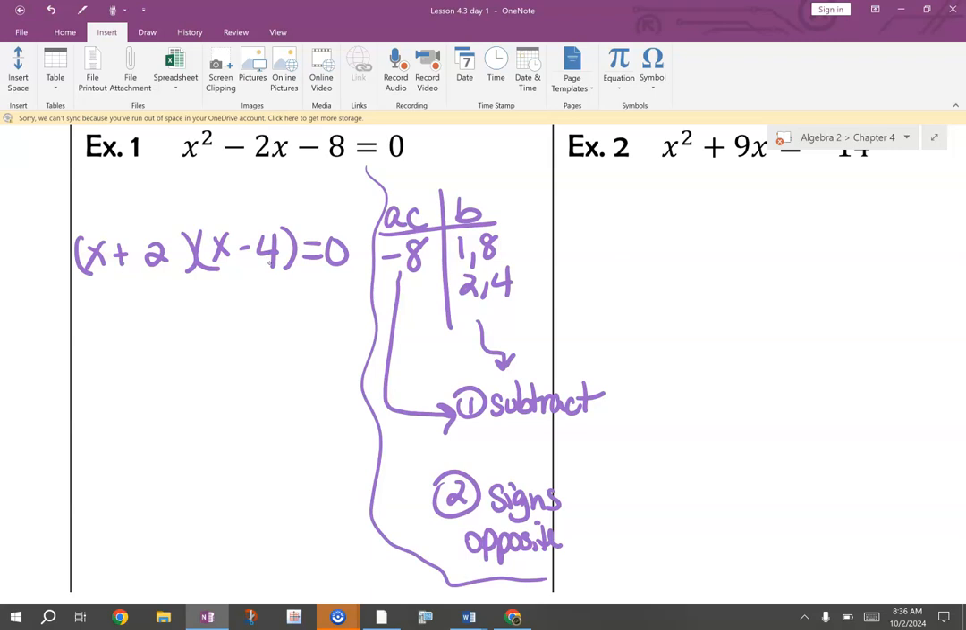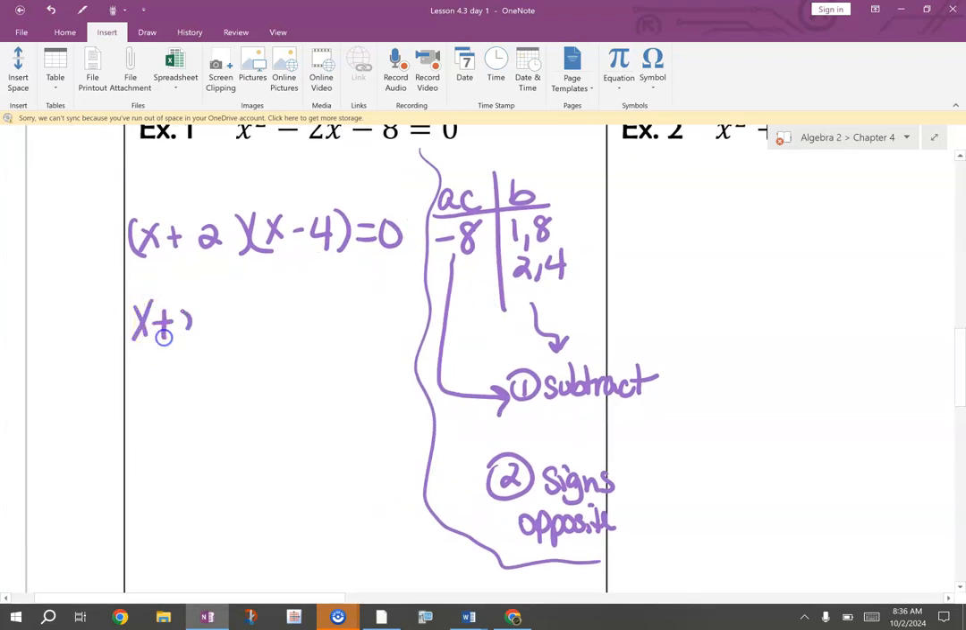Yes, sir? How is the greater value supposed to be positive? Well, to get a -2, your greater value has to be negative. Do you see what I mean? Yeah. It's because your B value is negative. If it was positive, then yes, we would go 4 minus 2 instead.